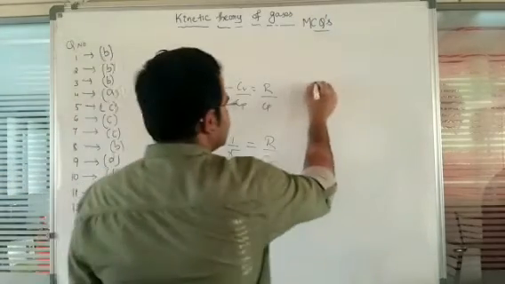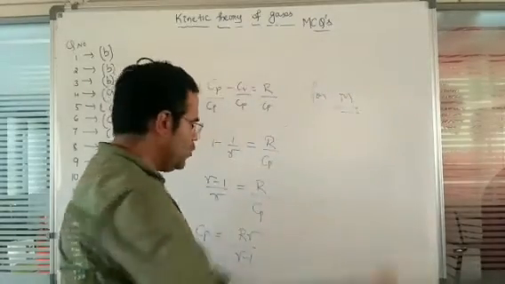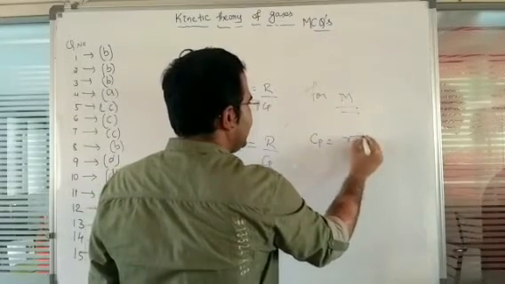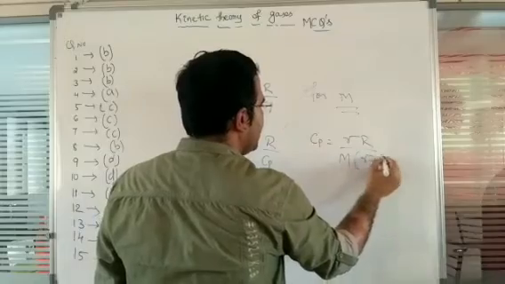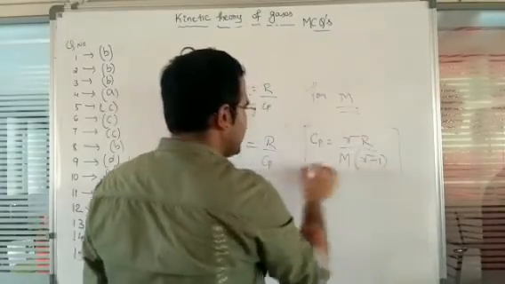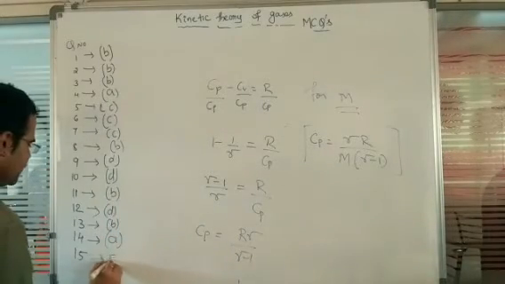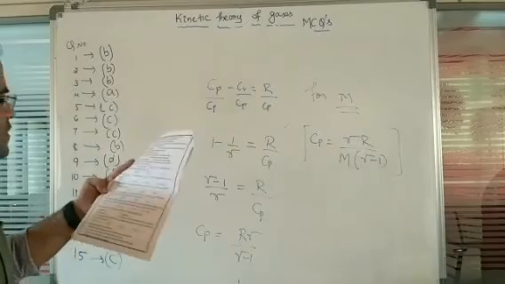But for a specific heat capacity of molecular weight M, we have Cp is equal to gamma into R divided by M multiplied by gamma minus 1. So this is the equation. According to this question, the option is C. So for the 15th question, the option is C here.